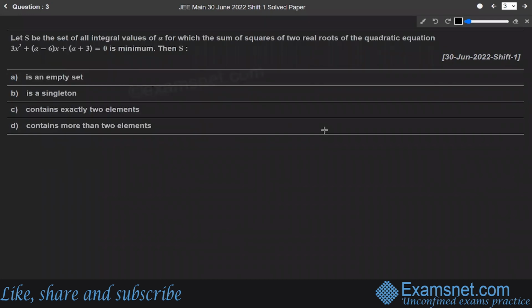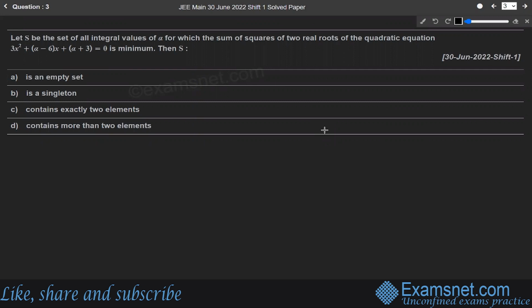Next question is: let S be the set of all integral values of alpha for which the sum of squares of two real roots of the quadratic equation 3x square plus (alpha - 6) into x plus (alpha + 3) is equal to 0 is minimum. Then S is. So we have to find the value of S. What is S? It is a set of all the integral values of alpha.